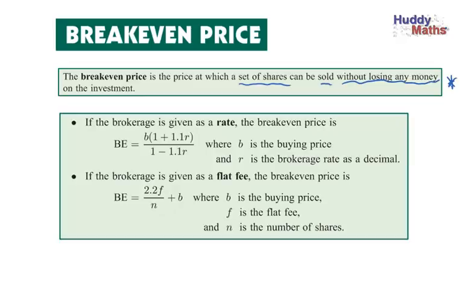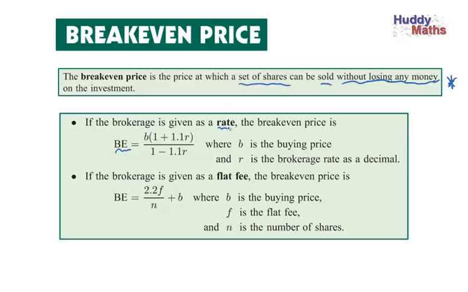Charges were added on, and then when you sell them, you're going to be charged again. So you need to build into your selling price a little bit more so that you will cover those charges when you both bought them and sold them. Does that make sense? Now we're just going to use the formula here. The break-even price, that's the price of the shares.